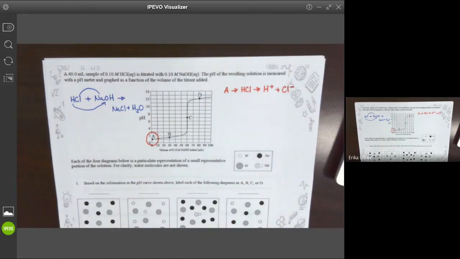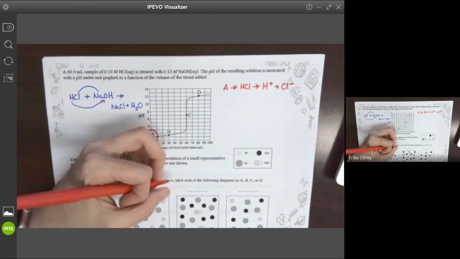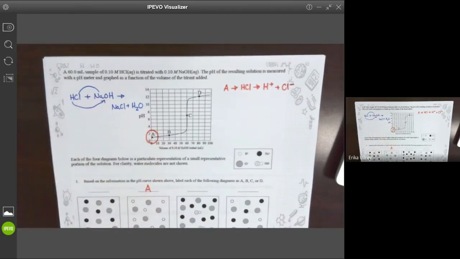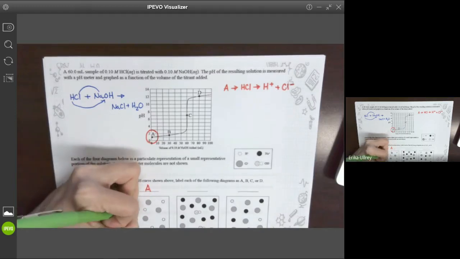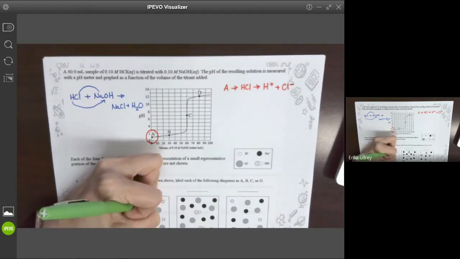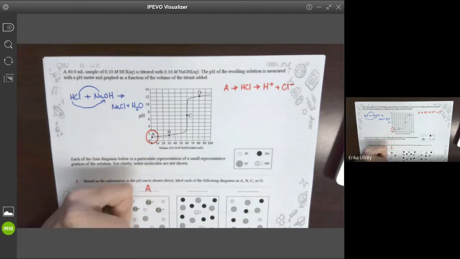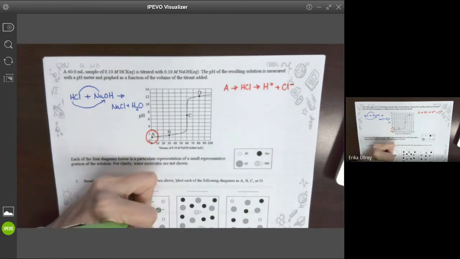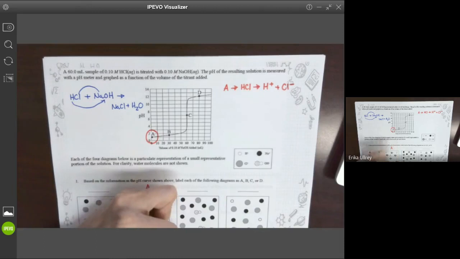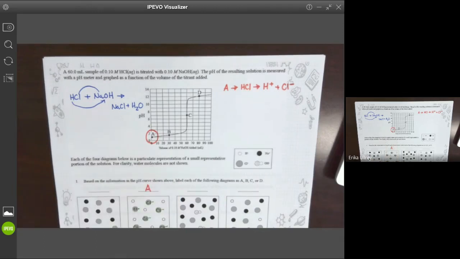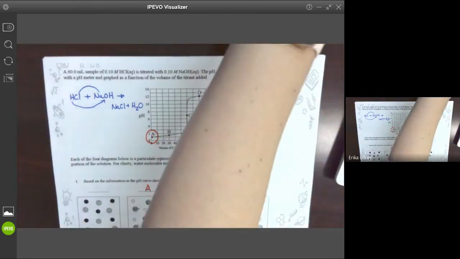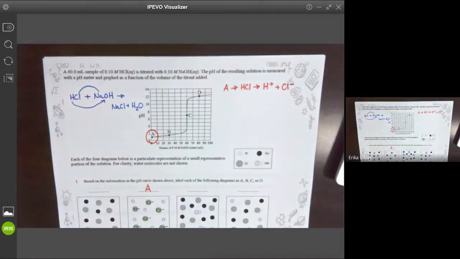So which particle model, Annika, would represent point A? The second one, okay? The second one represents point A because all we see in there are Cl ions. Each one of these is Cl. All we see are Cl, and then the white open circles are my H plus.